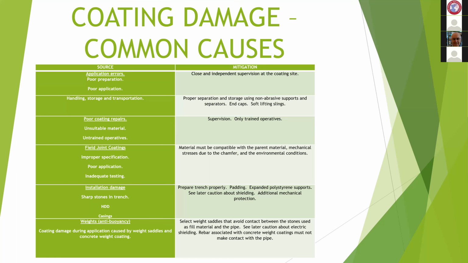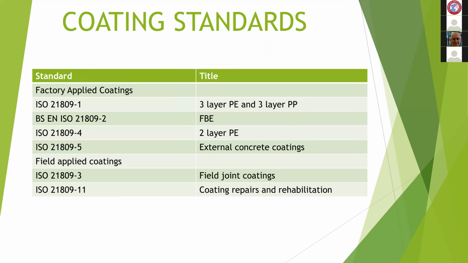And similarly, there's a risk if you concrete weight coat the pipe, and if you put any steel reinforcement in, you have to be very sure that there's no chance that the steel reinforcement is going to be in contact with the pipe, because the bare steel reinforcement will apply a high cathodic protection load, which can't be coped with, was not built into the design for the cathodic protection.